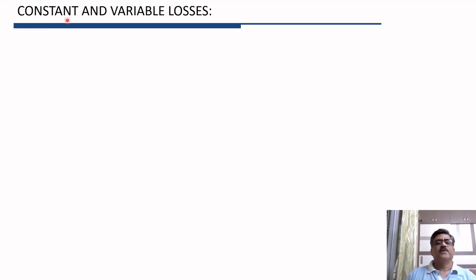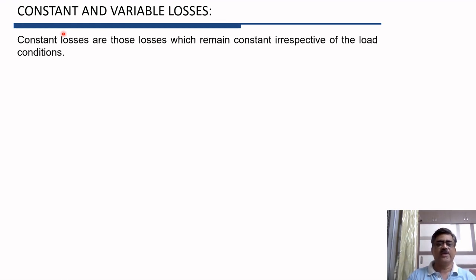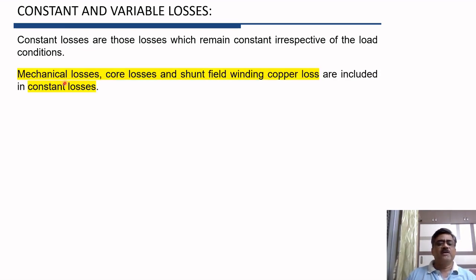Some losses remain constant with change in load, whereas some losses vary with change in load, and therefore some losses are constant and some losses are variable. So the losses which remain constant irrespective of the load conditions are constant losses. Now the mechanical losses, core losses and shunt field winding copper losses are practically constant from no load to full load, and therefore these are included in constant losses.